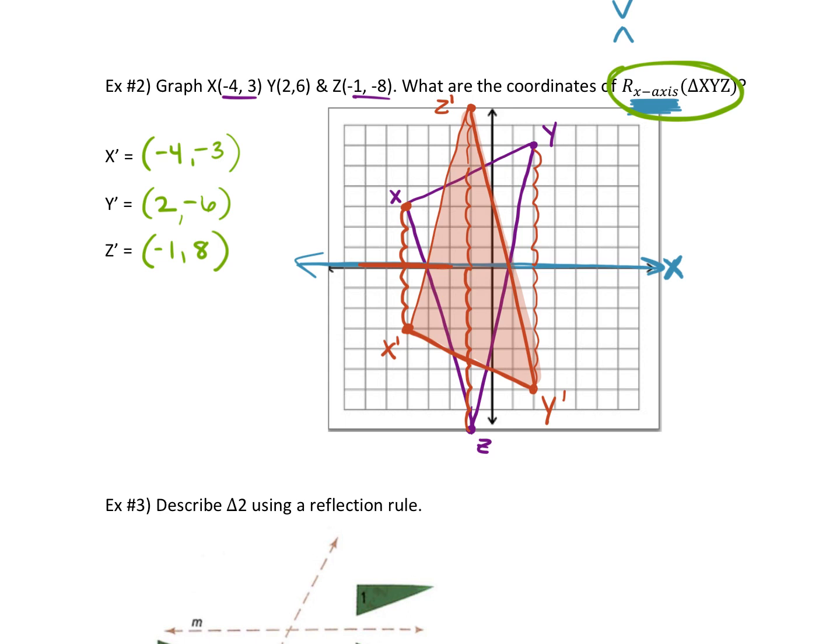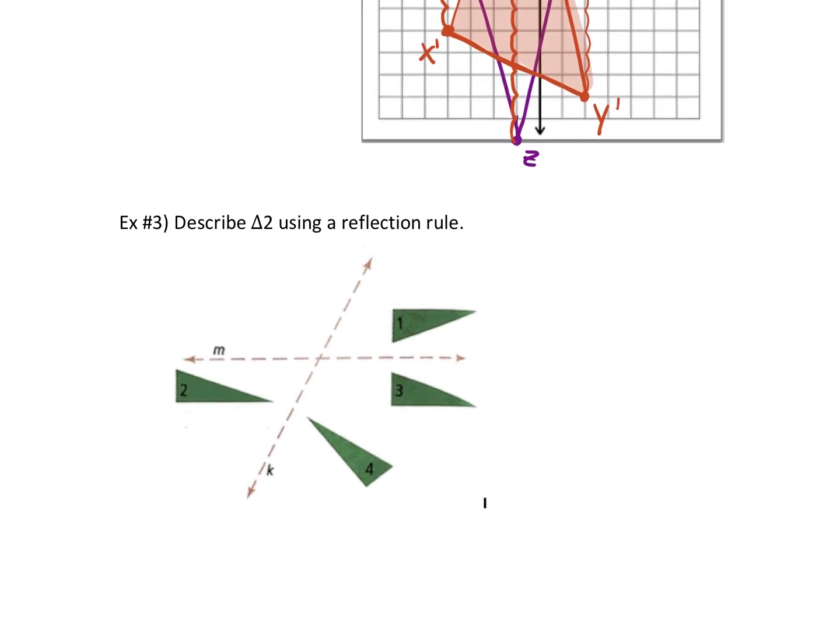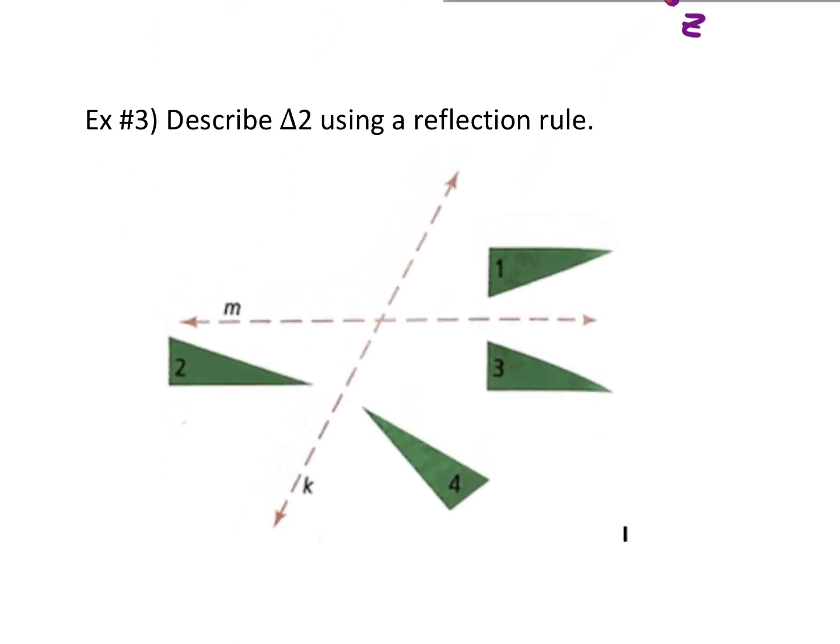Okay, so now here's what I want to know. If you are going to write a reflection rule for these pictures, let's start with what it asks: describe triangle 2. So here's your triangle 2. What would you say triangle 2 reflects over, which line, and what does it become?